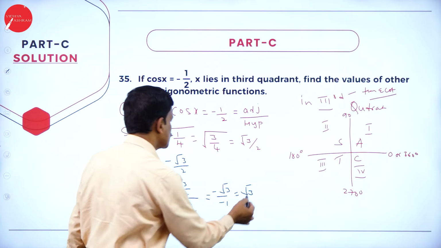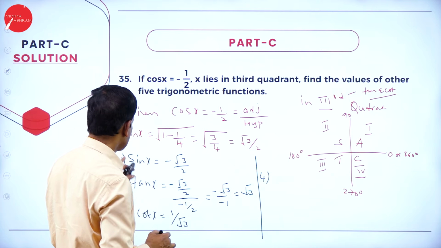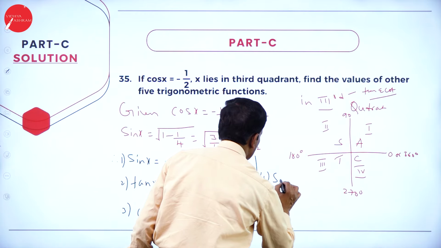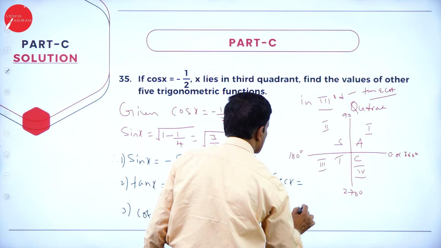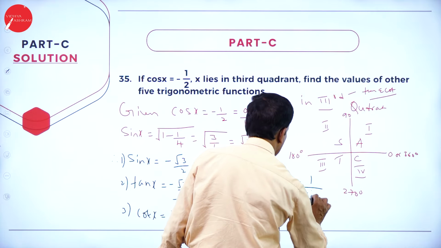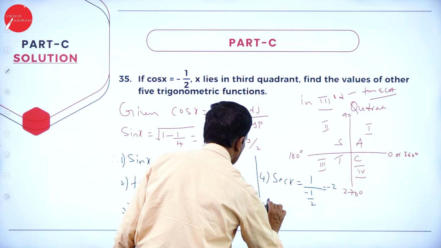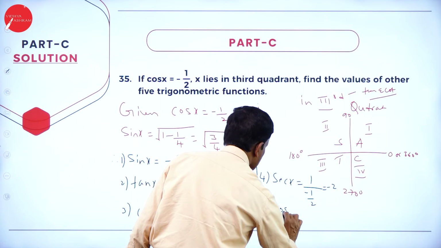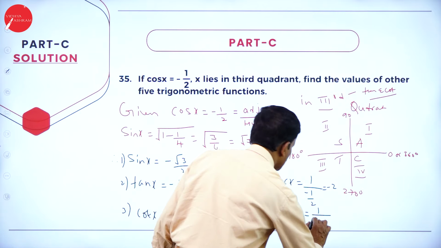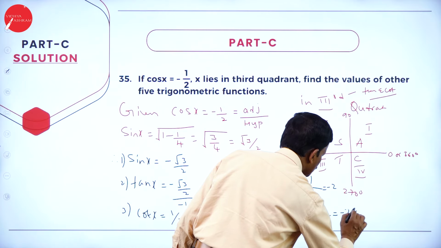Now, similarly, what is the fourth one? Sine, cos is already given, tan, cot, then secant x. Secant x is nothing but the reciprocal of cos x. So that is 1 divided by, what is cos x? Minus 1 by 2. This is equal to minus 2 by 1, that is minus 2. And the last one is cosecant x. Cosecant x is the reciprocal of sine x, that is minus root 3 by 2. 1 by that is equal to minus 2 by root 3.